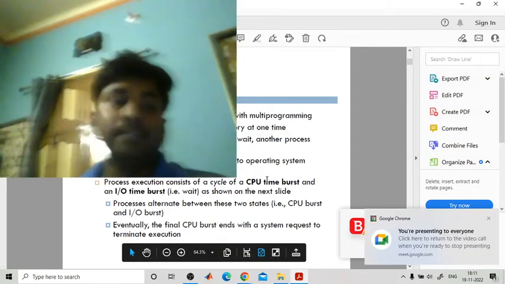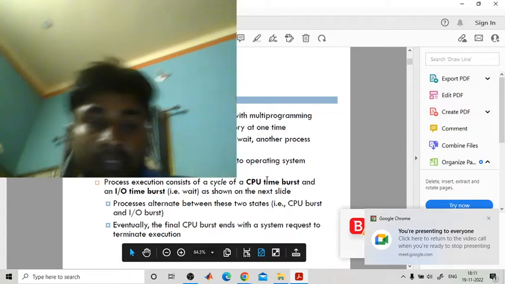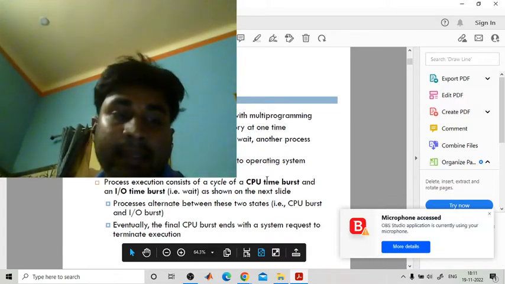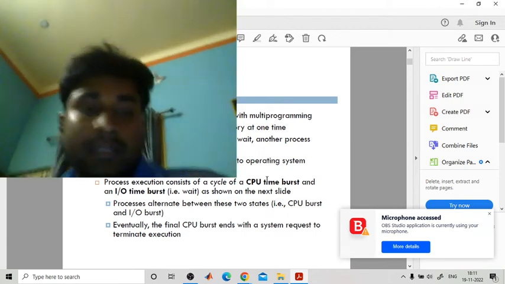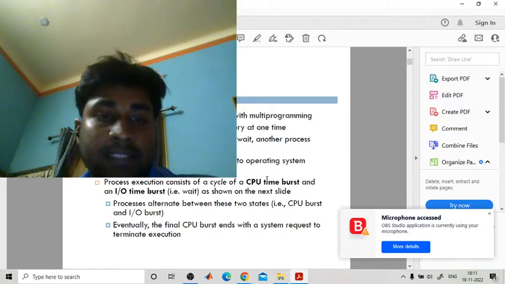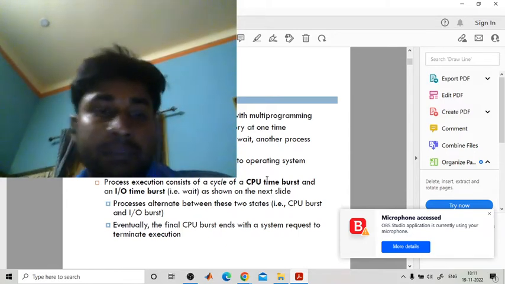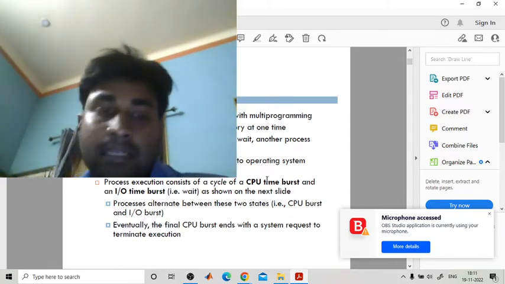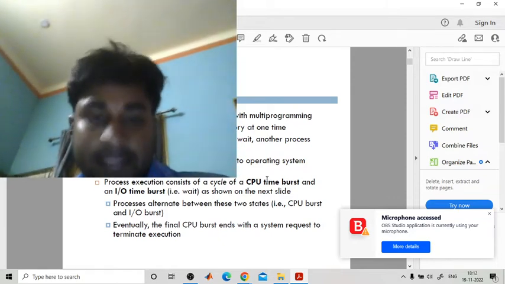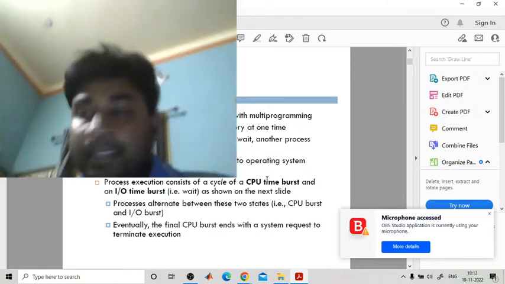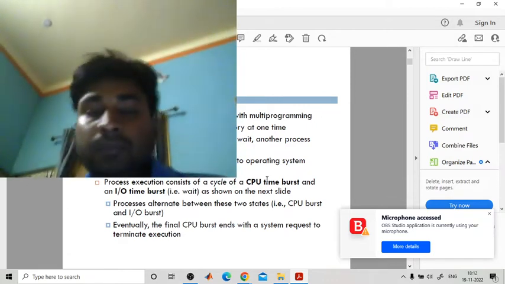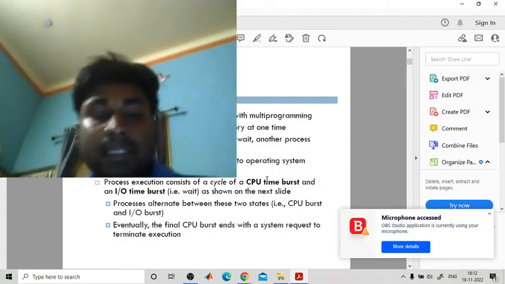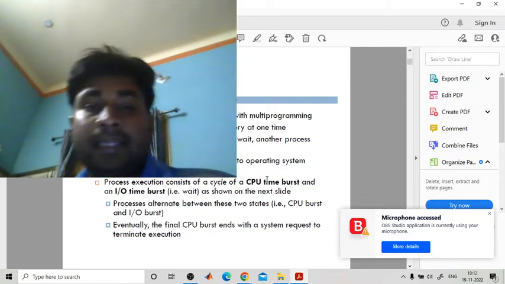And IO time means that during the execution of the process, an IO request may occur. Suppose any input should be taken from the user or output provided to the user, and at that time the CPU has to wait. That means the process will go to the waiting state. After the IO completion, the process will come from the waiting state to the ready state, and then again from the ready state to the running state. In this way the process cycle goes on.